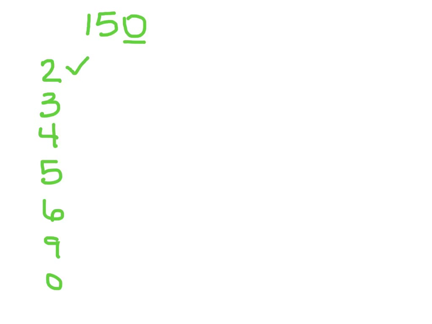For the number 3, remember that you add up your digits. So 1 plus 5 is 6, plus 0 is 6. 6 is divisible by 3, so this entire number is divisible by 3. For the number 4, you check the last 2 digits, which is 50. 50 is not divisible by 4, so the number 150 is not divisible by 4.